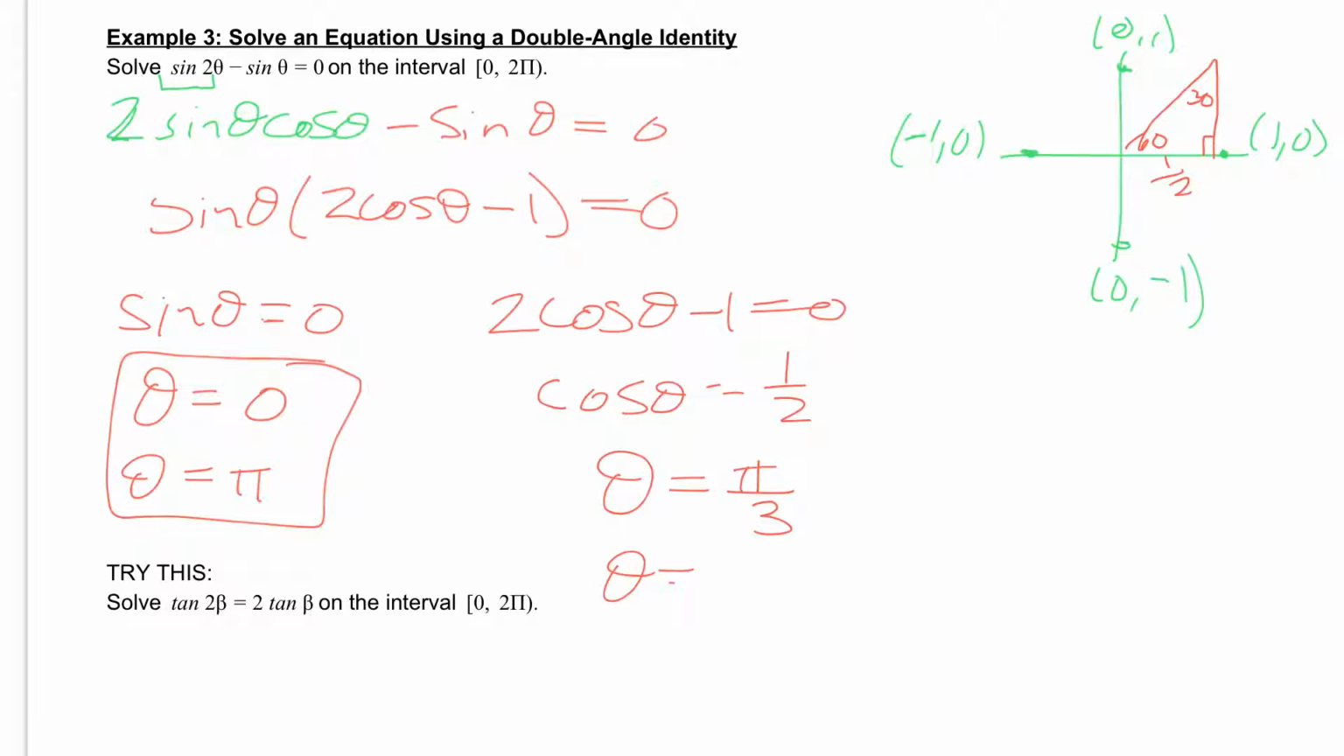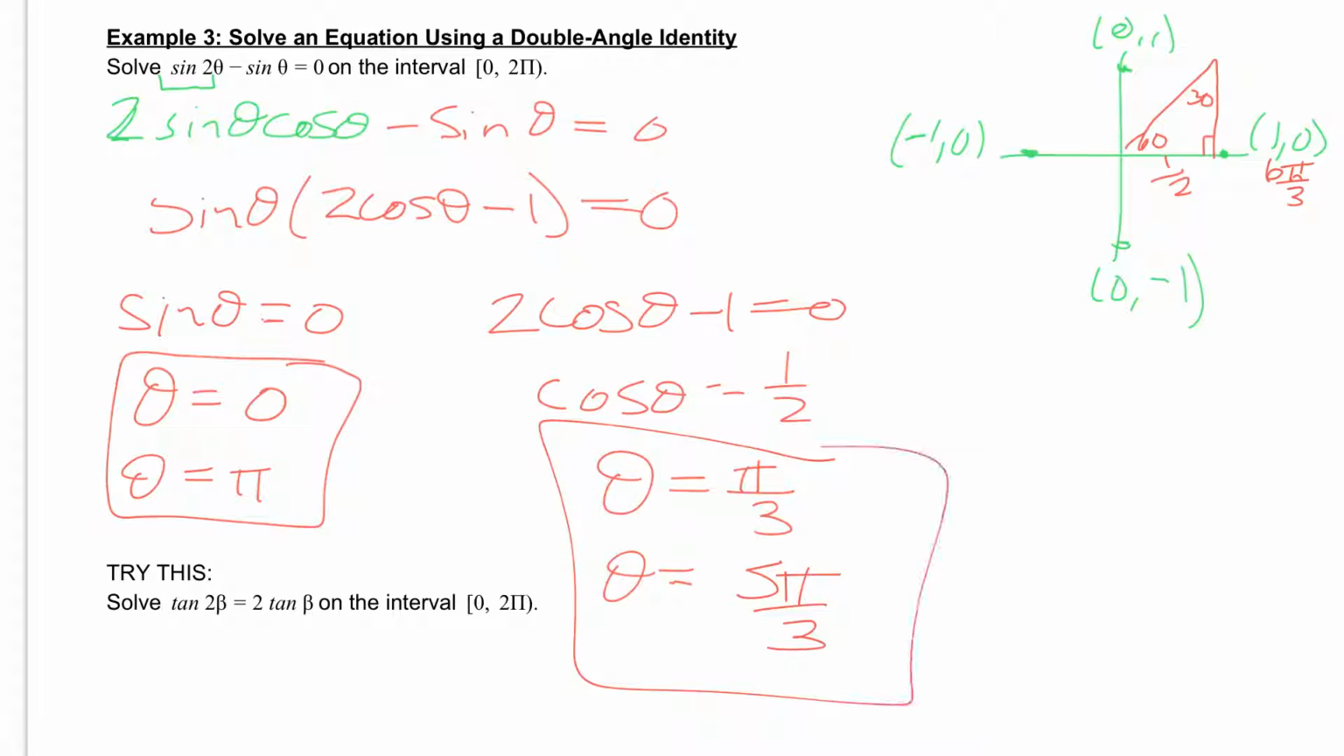And I know theta could also be positive in that fourth quadrant, so I need to figure out the angle there. Well, if I go all the way around, this is the same as 6 pi over 3. And one right before that would be 5 pi over 3. So I have 4 different possible answers for this.